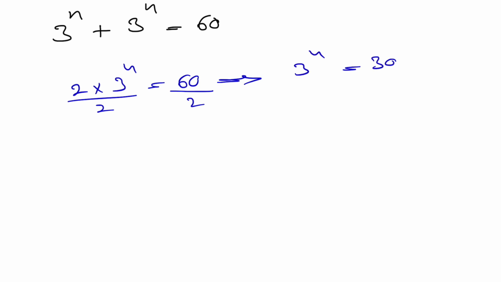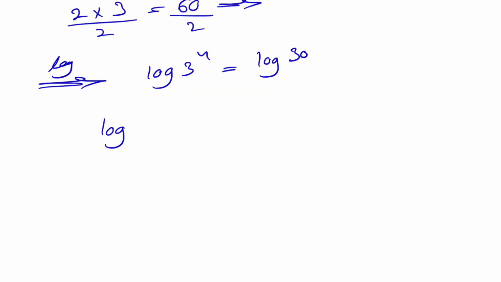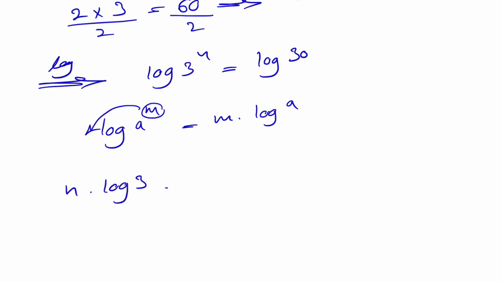And since we have n in the exponent, the first thing that comes to mind is taking the logarithm of each side. We have log of 3^n equals log of 30. From the laws of the log, we know if we have log of a to the power of m, the power can go in front of the log, so this equals m times log of a. Same thing here, we have n times log of 3.